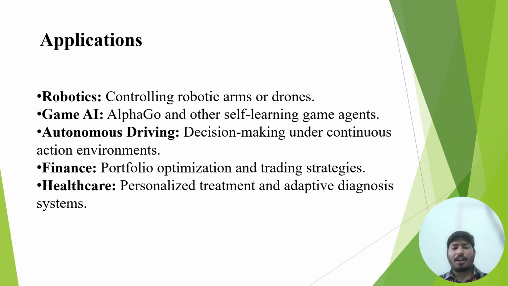Here are the applications of actor-critic methods. These methods are widely used in robotics, gaming AI, autonomous driving, finance, and healthcare. In robotics, controlling arms and drones for humanoid robots. In gaming AI, famous examples include AlphaGo, which uses policy and value networks for strategic decisions.